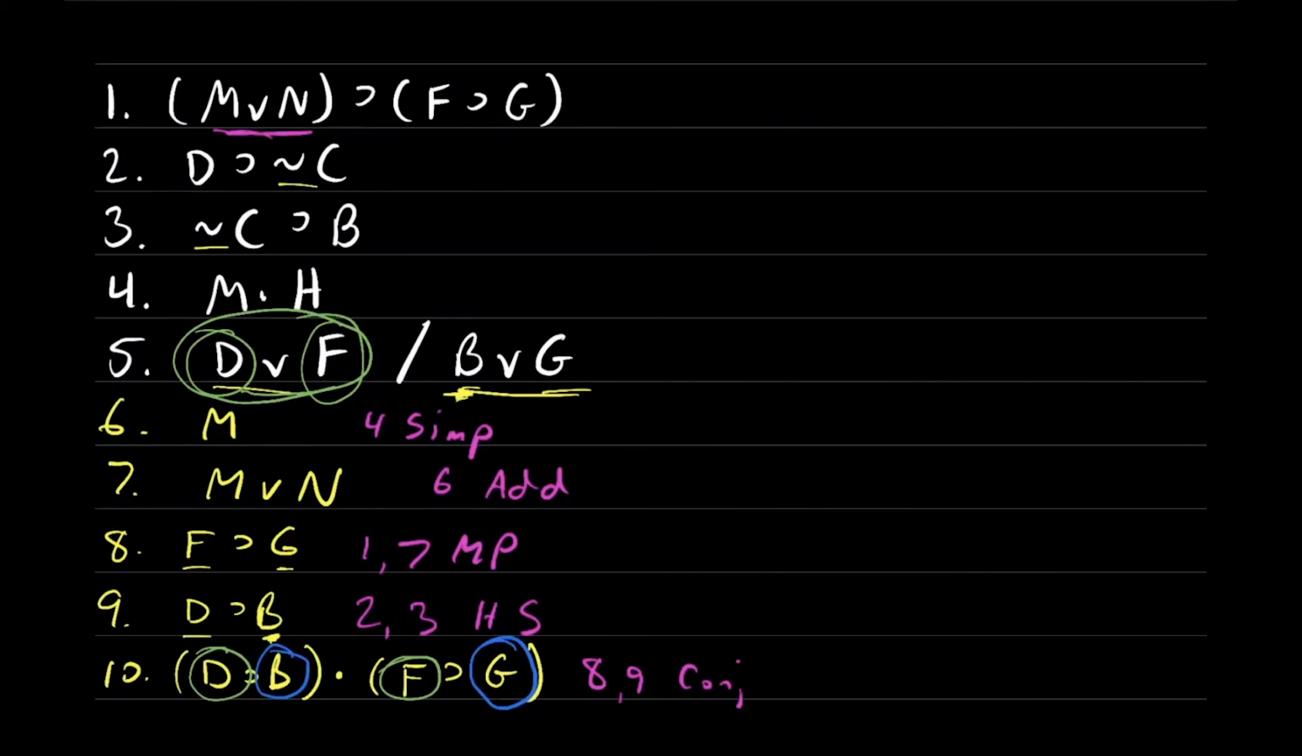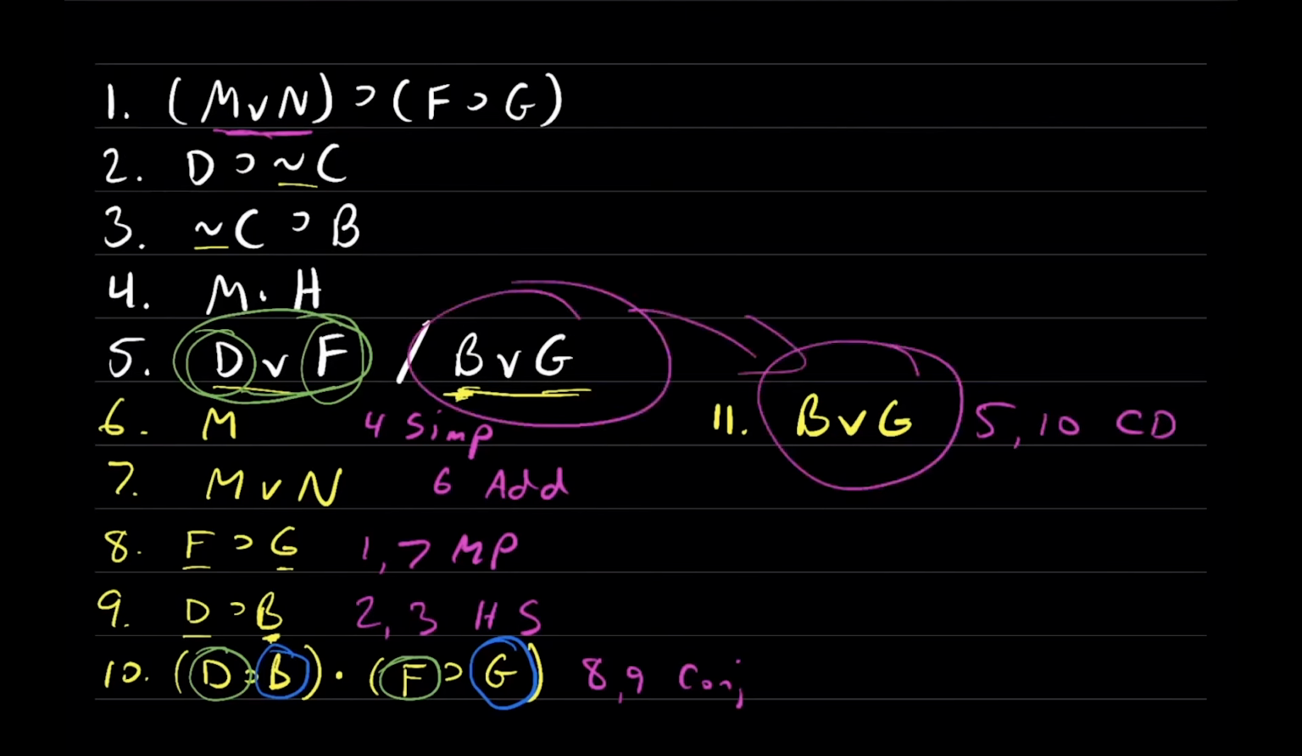So on line 11, I'm going to write it up here off to the side. On line 11, we know B or G. Now, where does that follow from? Here you have to be really careful. That follows from line 5, that's our disjunction, and it follows from line 10, which is that conjunction of the two conditionals. So line 5 and 10 by CD, constructive dilemma. And we're done. We've shown that the argument is a valid argument.